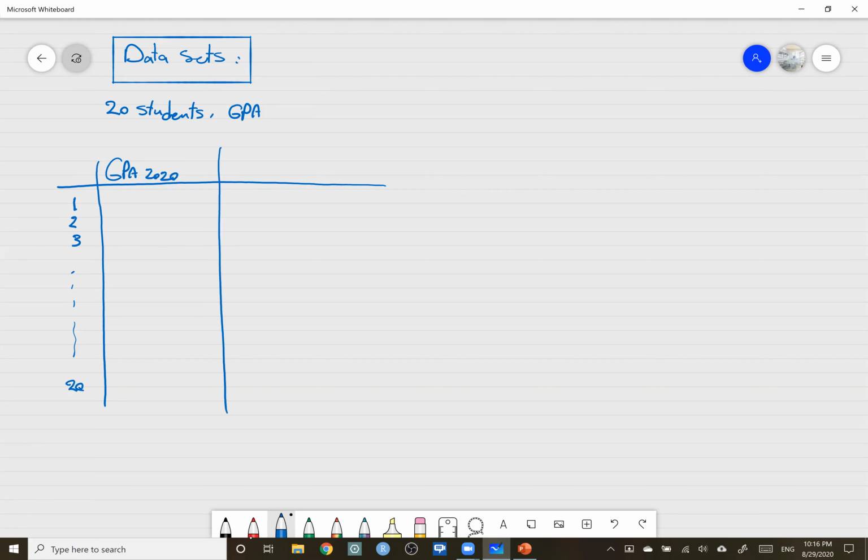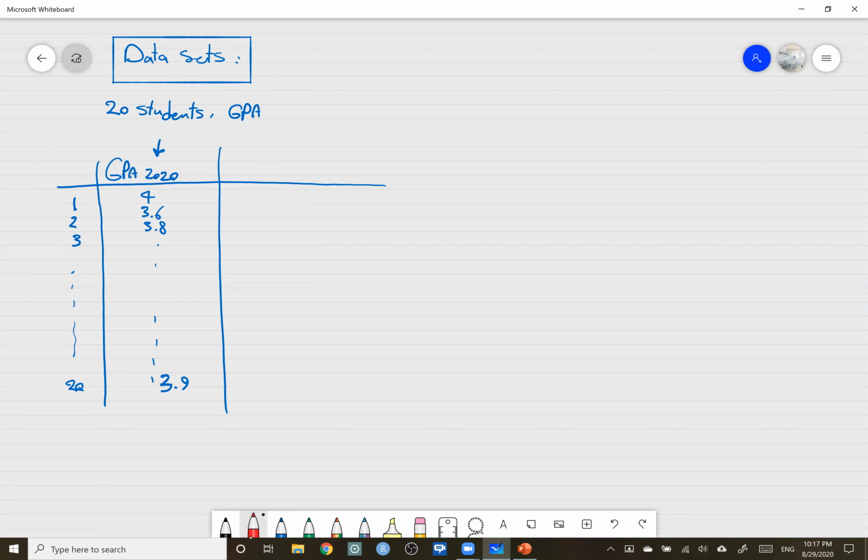Student number 1, GPA is 4, number 2, 3.6, number 3, 3.8, and the last one, GPA is, I don't know, 2. No, we don't have 2, it's 3.9, let's say. So we call this cross-sectional data. We have individuals and we're collecting information for all these individuals at one point in time.